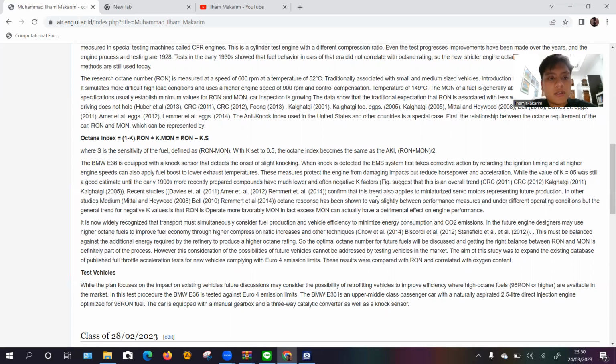In other studies, written by Mittal and Haywood in 2008, and in 2010 written by Rimert et al., octane response has been shown to vary slightly between performance measures and under different operating conditions. But the general trend for negative K values is that RON operates more favorably than MON. In fact, MON can actually have a detrimental effect on engine performance.